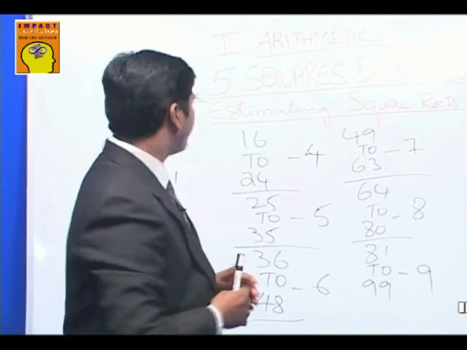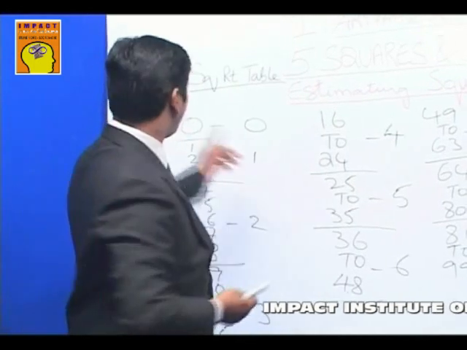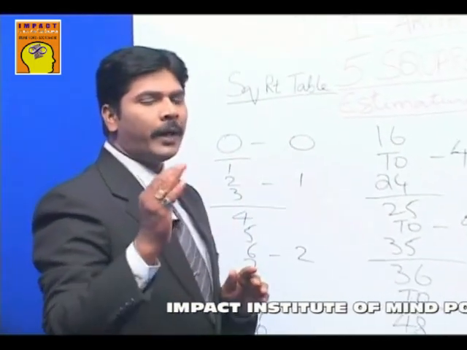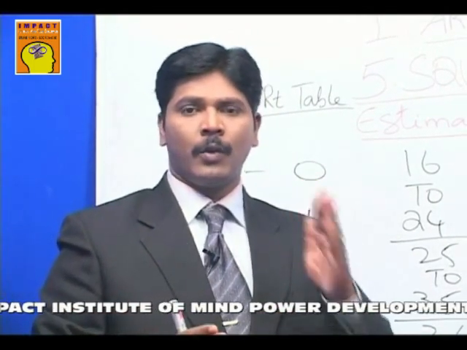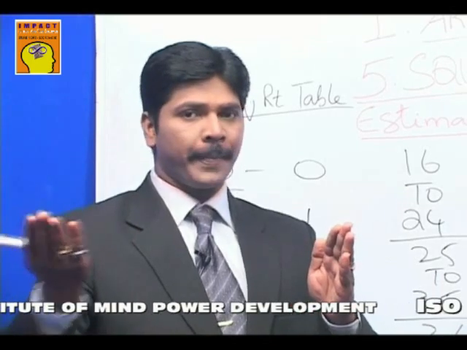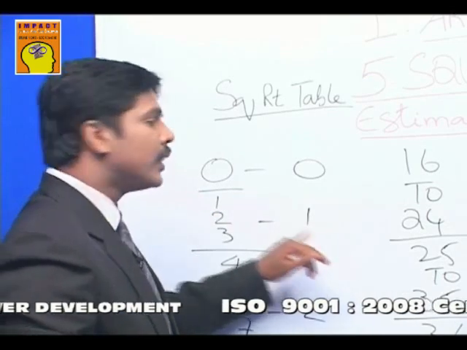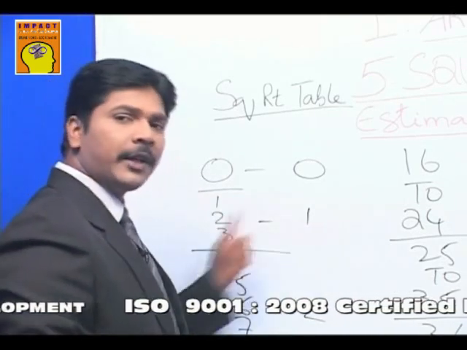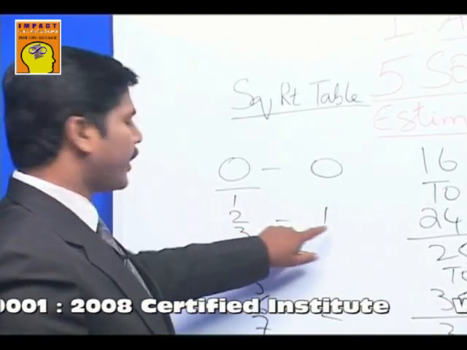Now 0 into 0 is 0. So 0 squared is 0. Now 1 into 1 is 1, 2 into 2 is 4. See, the perfect square numbers are 1 and 4. So if I ask you the square root of 1, it is 1 only. Square root of 2 also is 1, 3 also is 1. Understand that. So for numbers from 1 to 3, the square root is 1.